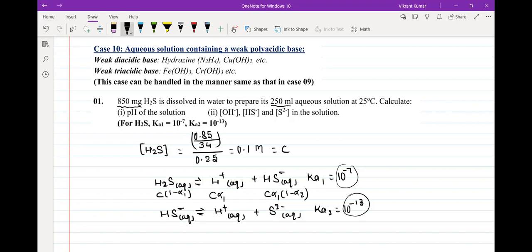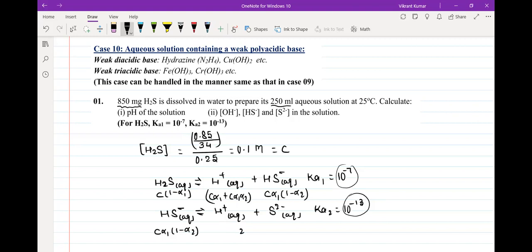We could have worked with x also, but I just wanted to show you how the general calculation is done. And then C alpha 1 into 1 minus alpha 2 will be producing C alpha 1 alpha 2. So net we will not write just this, we'll write C alpha 1 plus C alpha 1 alpha 2. This is net H plus, right?